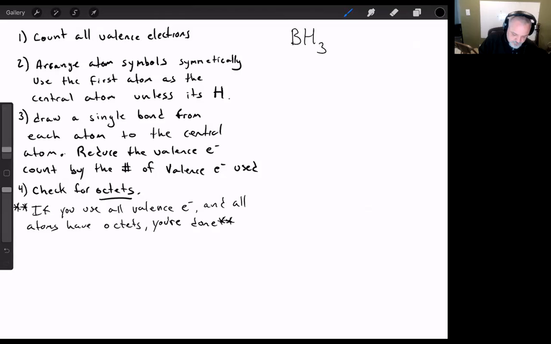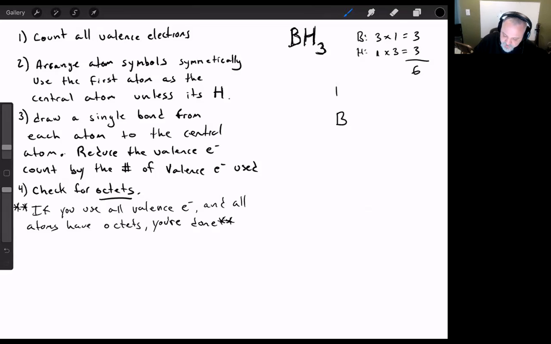BH3. Let's do this one. Count the valence electrons. So what does boron have? Boron has 3. And there's 1 of them, so that's 3. Hydrogen has 1, and there's 3 of them, so that's 3. I have a total of 6 electrons to make the picture. So let's do the next rule.